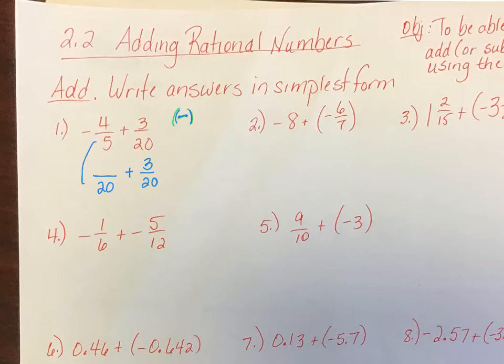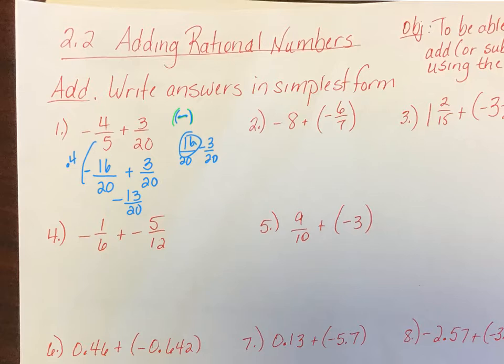5 times what is 20? 4. So this is negative 4 times 4 is 16. Now what we need to do is decide which one goes on top. Well, drop the signs. We're going to make it 16 over 20 minus 3 over 20. We get 13 over 20. Keep the sign of the 16, which was negative.